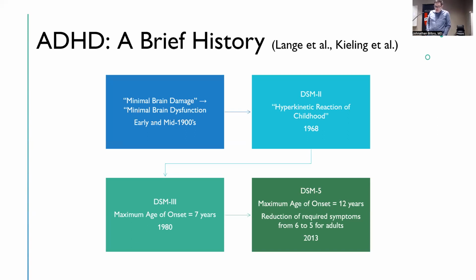DSM-3 came out in 1980 and interestingly shifted the focus away from hyperactivity more towards the inattentive symptoms. That was because at the time, the inattention symptoms were thought to be more prominent, and they were the symptoms that seemed to respond the best to treatment, so to stimulant medications.